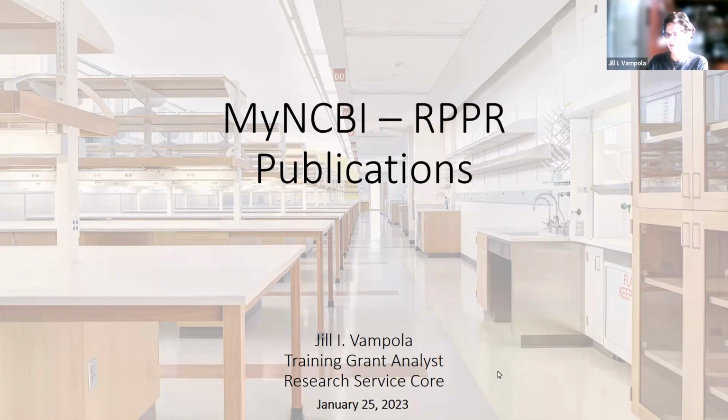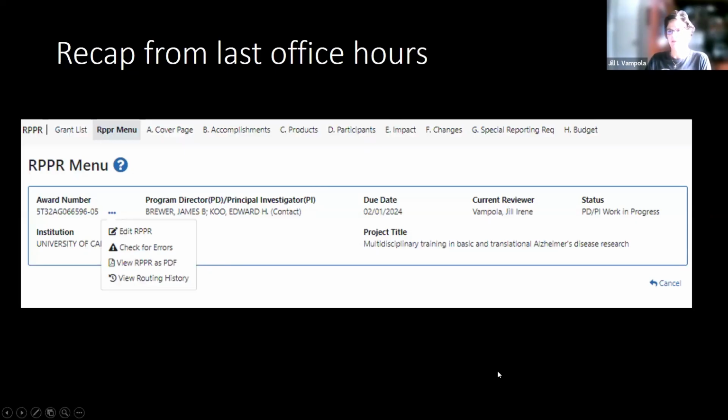So let's do a quick recap from last week. Last week, we talked about the whole RPPR module in regards to training grants. We went through each and every step here, went through the cover page, accomplishments, and etc. And then today we're really focused on the products, which is our publications. And so this is kind of a unique process, and so I thought it would be good for everyone to be able to go through this together.